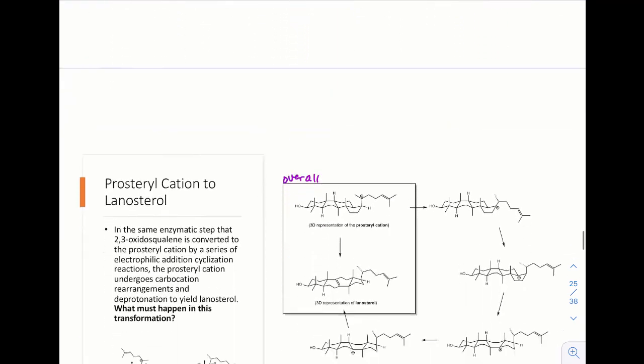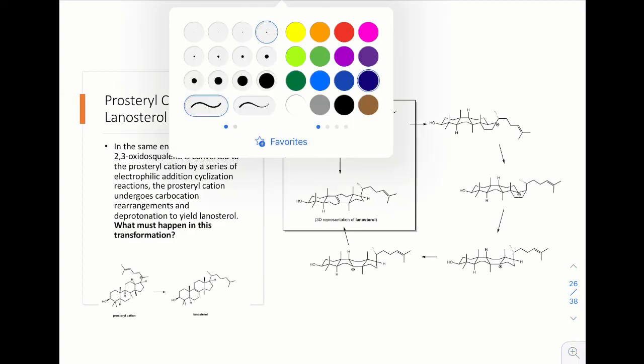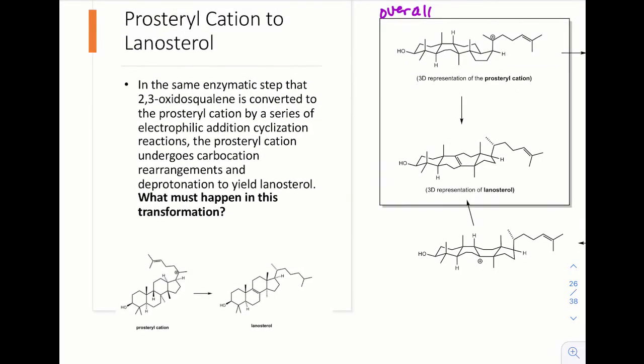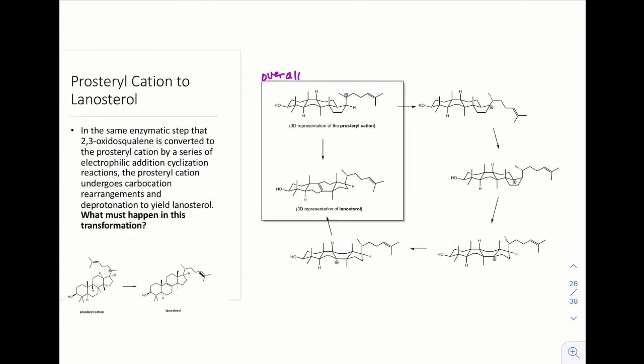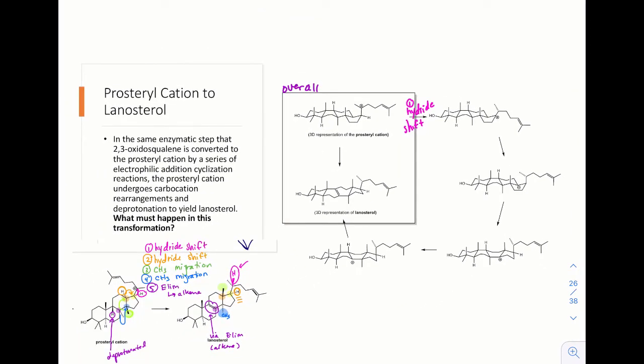As promised, here's the 3D pictures. Again, we're showing how the protosteryl cation is transformed to lanosterol. These are the 2D pictures we were just working from. And now we're going to look in 3D. The overall transformation is in this box, and it's going to occur via these steps. The first step is the hydride shift that establishes the R stereochemistry on that side chain.